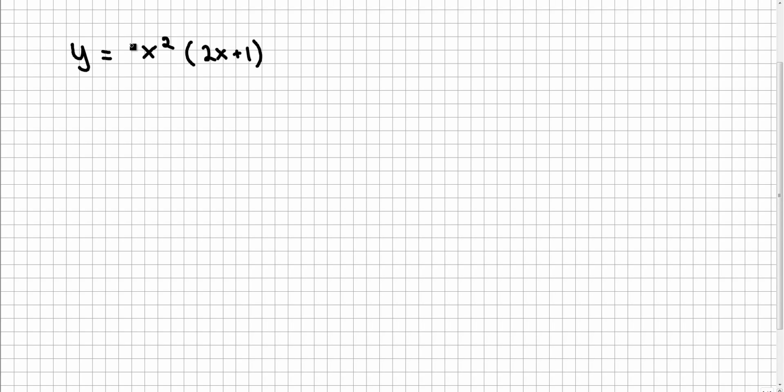Let's see how we can find the derivative of this function. This function is kind of written like a product of two other functions. So this one could be one function times the other function, which is this one.